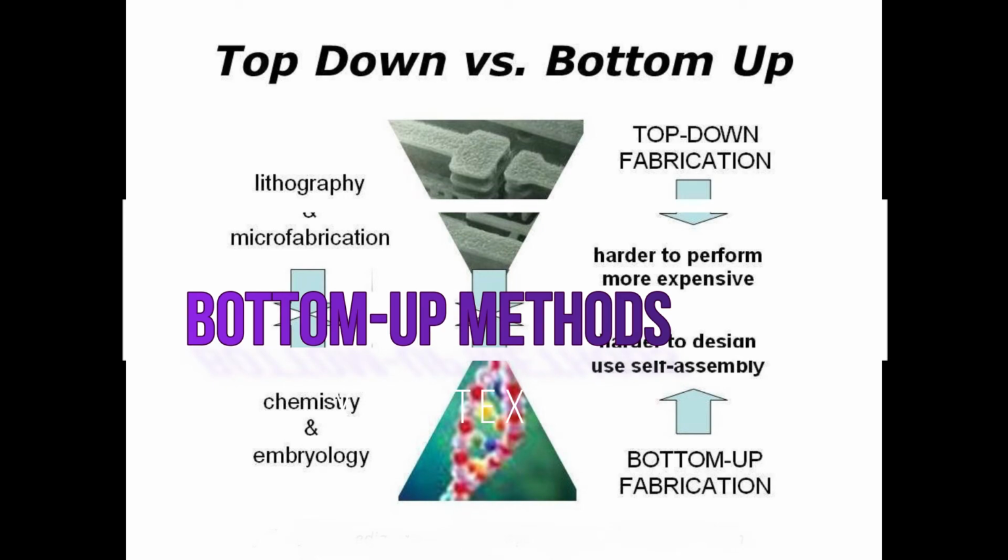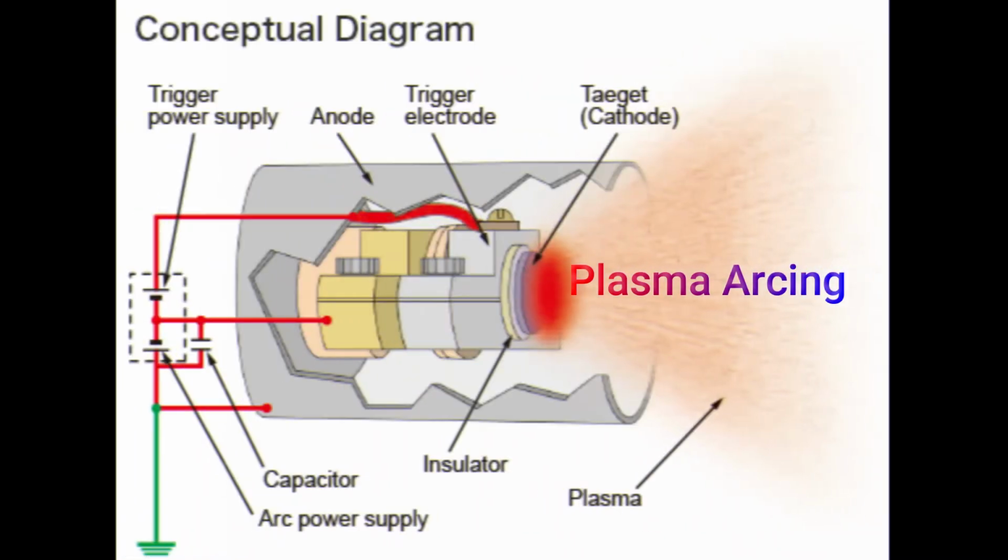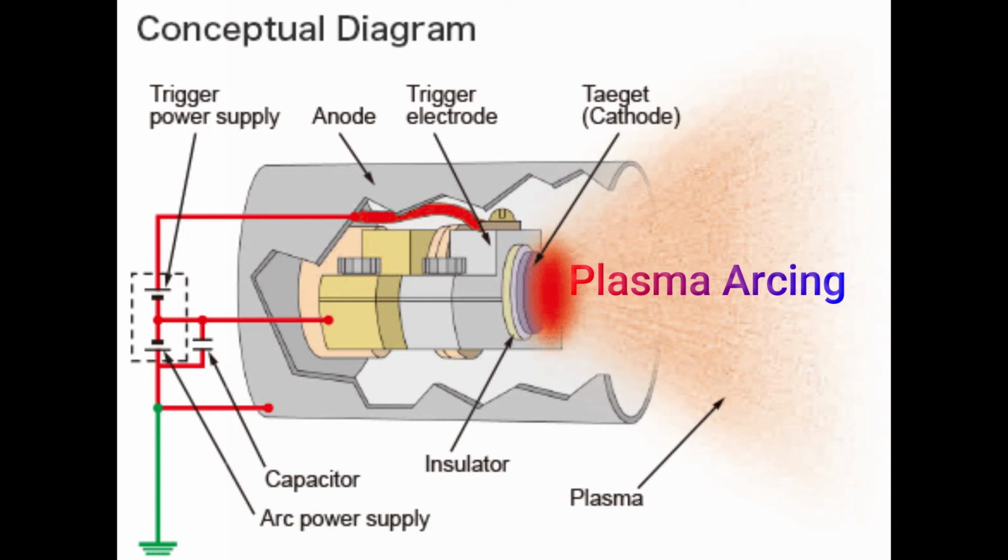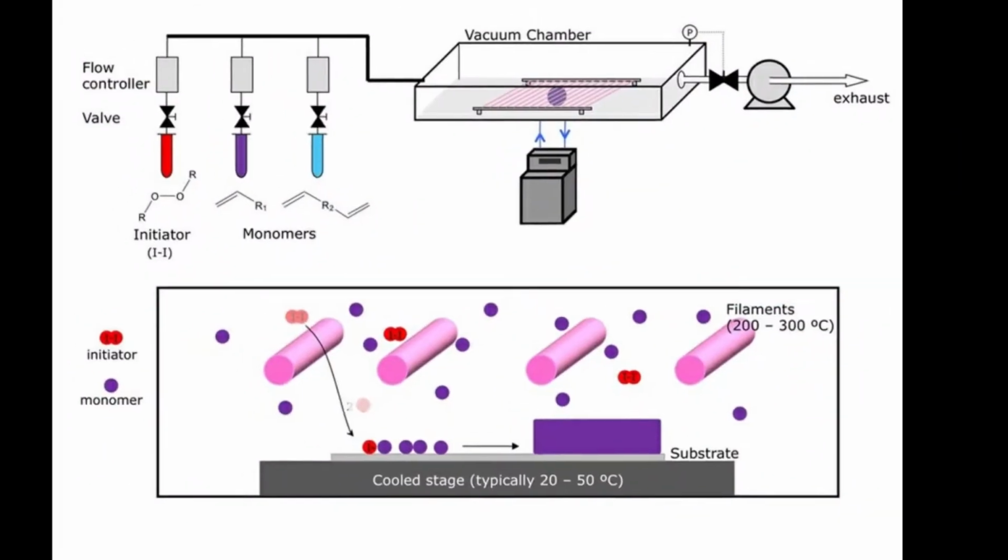Bottom-up methods. Plasma arcing. A calculated potential is applied to the electrodes in which a plasma is taken. The gas ionizes and vapors are produced at the two electrodes. This method is primarily used to collect layers on surfaces.